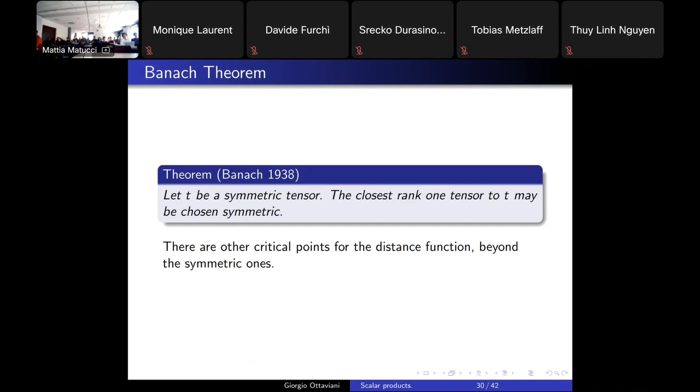I think there is a stronger form, that all the critical points which are symmetric are also critical points for the set. Of course, there are other critical points beyond the symmetric ones. It's a non-trivial result.